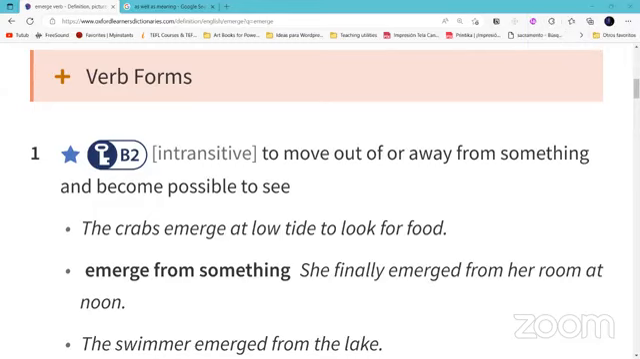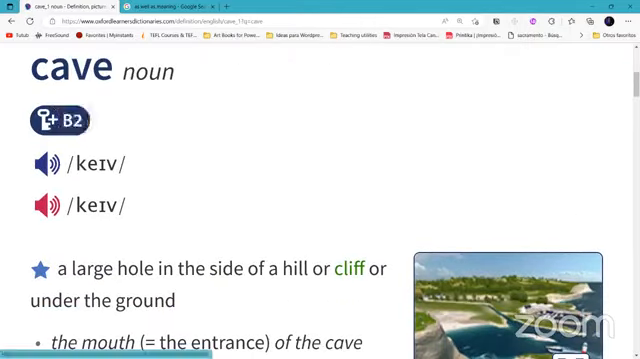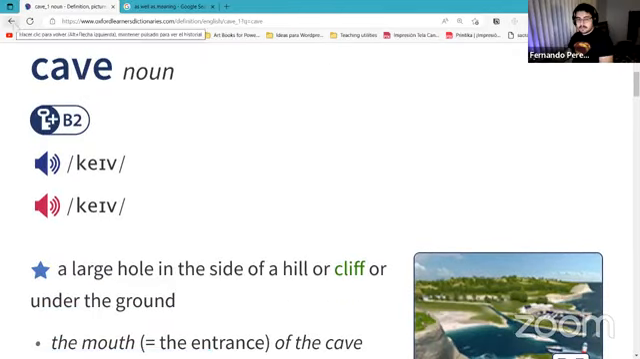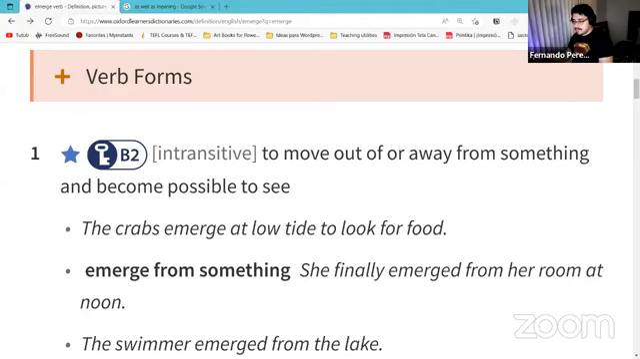Well, lobsters live in caves, and they emerge from something. Emerge. Lobsters emerge of the caves... from caves. Sorry. Exactly, that's correct. Very good. Lobsters emerge from caves.